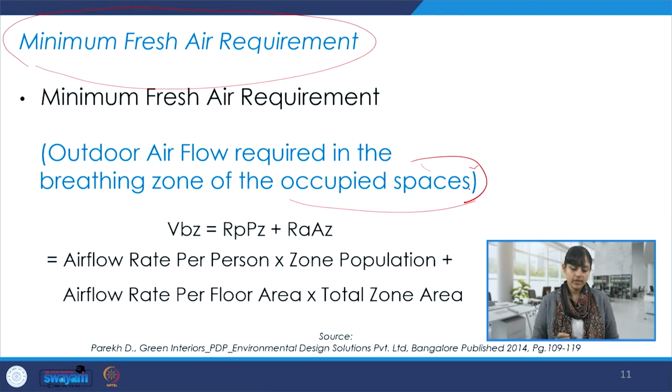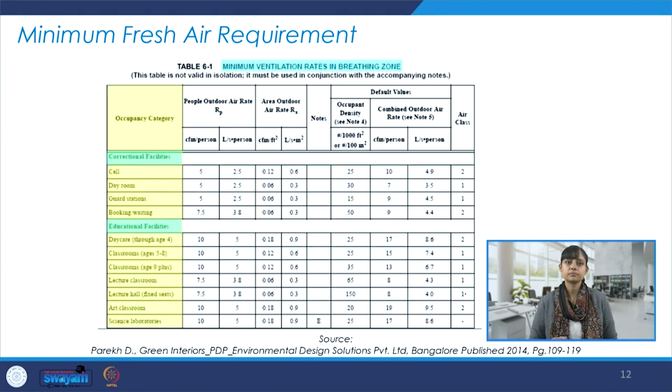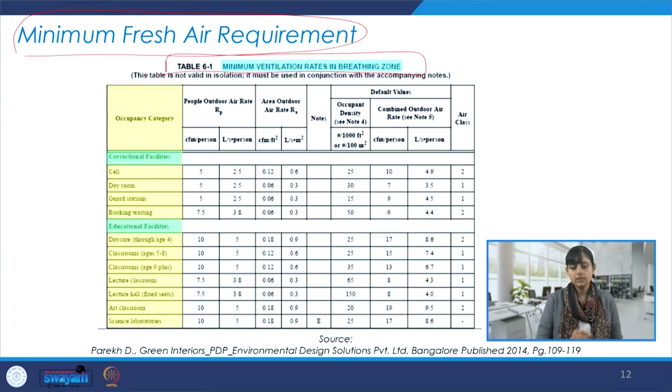And there are also ways to calculate in terms of equations and mathematical formulae. So I'm not going to discuss that in detail, but we have those in place already. So if we have to understand minimum fresh air requirement, and let's say through this table which helps us understand the minimum ventilation rates in breathing zone, we can try to read this table and understand broadly.